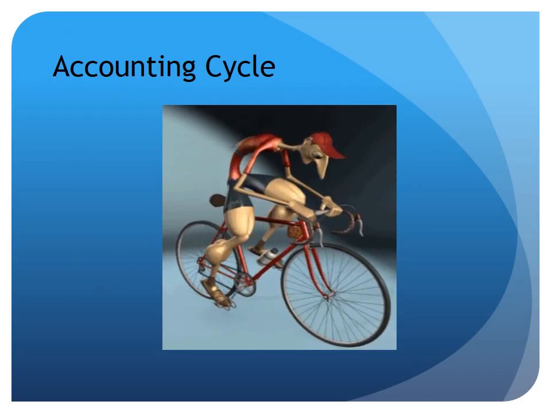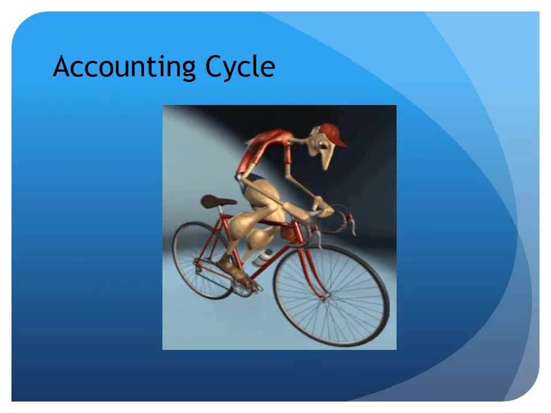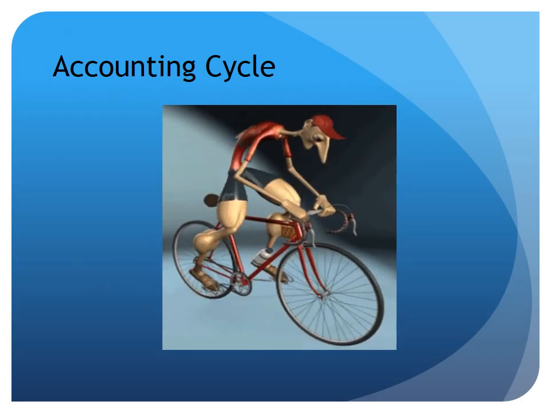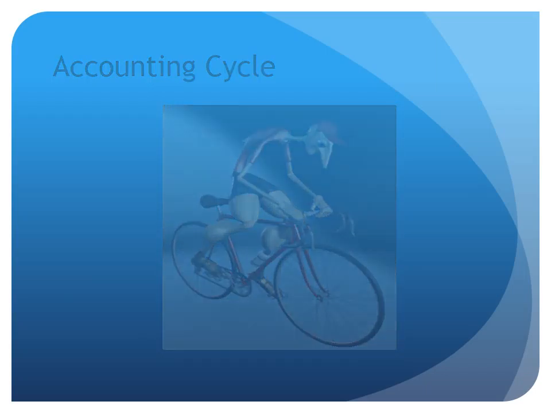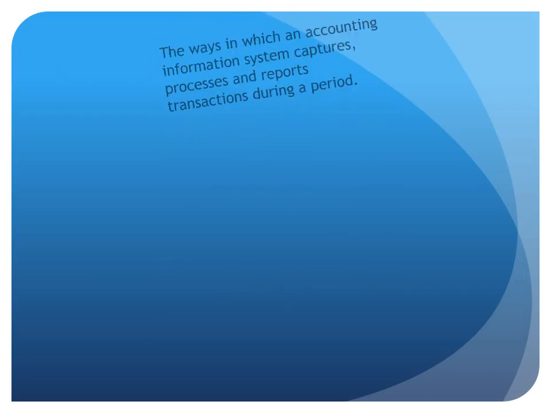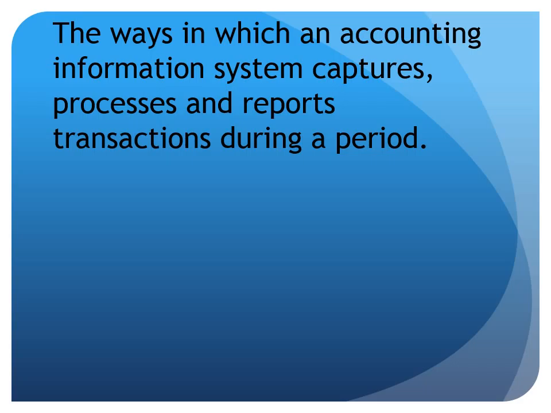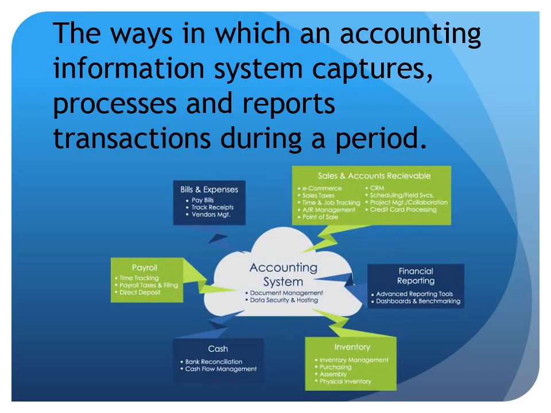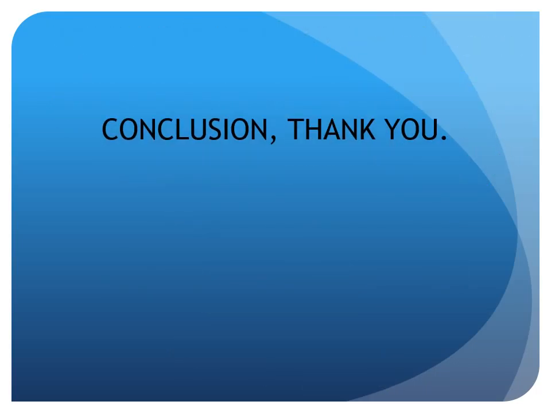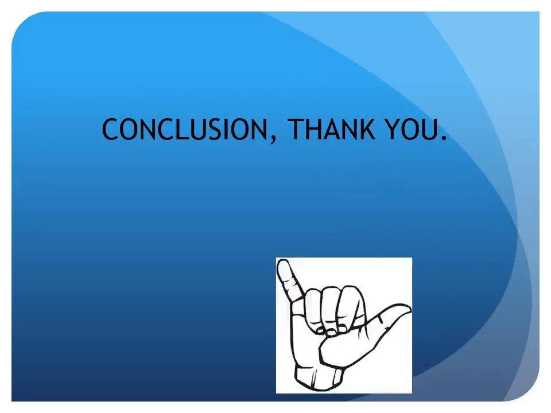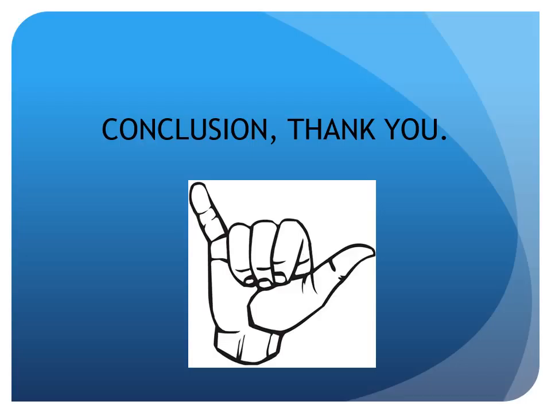Lastly, the accounting cycle plays its role in finalising the importance and use of adjusting journal entries. The accounting cycle refers to the ways in which an accounting information system captures, processes and reports transactions during a period. In summation, adjusting journal entries are vital to ensuring that companies are remaining in a healthy financial position and keeping up to date with the business's day-to-day transactions.